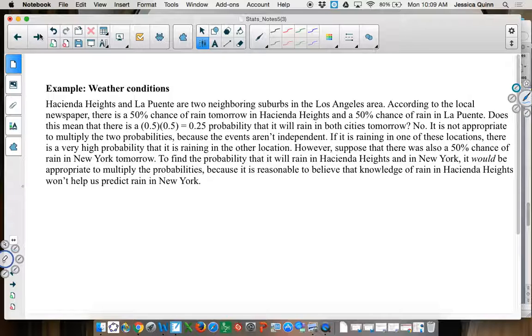According to the local newspaper, there's a 50% chance of rain tomorrow in Hacienda Heights and a 50% chance of rain in La Puente. Does that mean that there's a 0.5 times 0.5, or 0.25, probability that it will rain in both cities tomorrow? No, it's not appropriate to multiply these two probabilities because the events aren't independent. If it's raining in La Puente, it's most likely going to rain in Hacienda Heights, which is pretty darn close. They're not independent of one another. If it's raining in La Puente, then there's a pretty good chance that it's raining in Hacienda Heights.